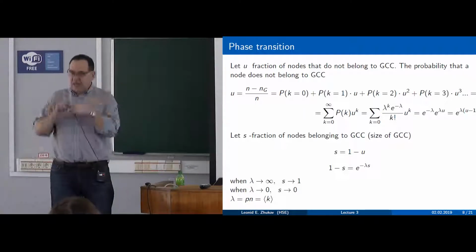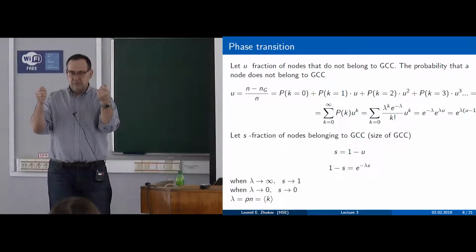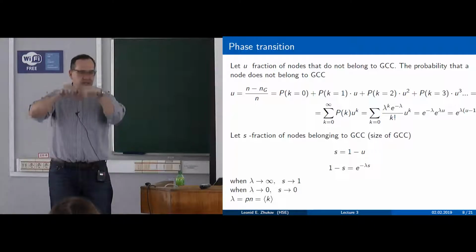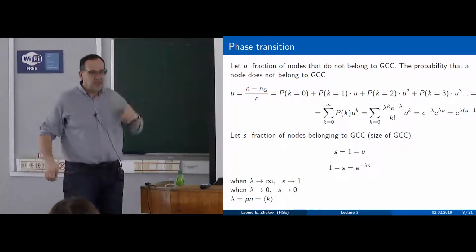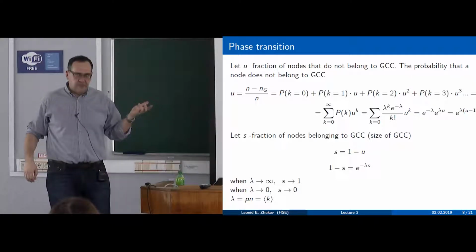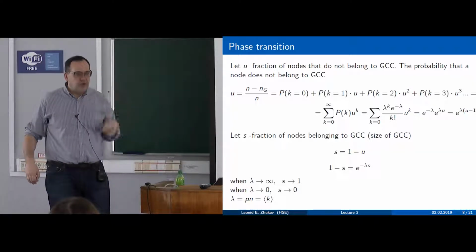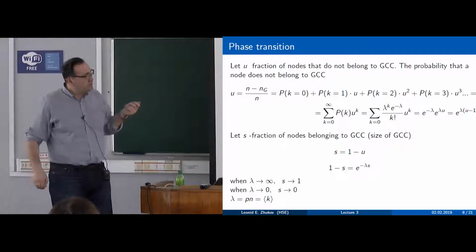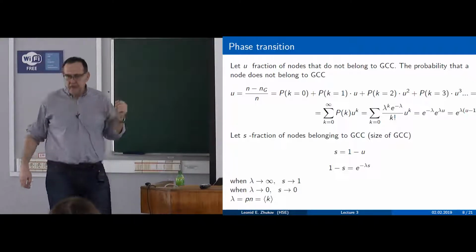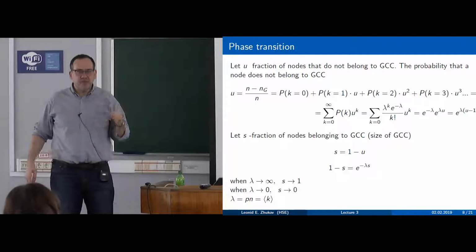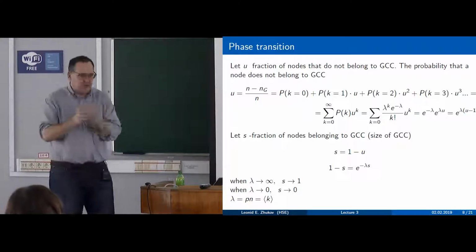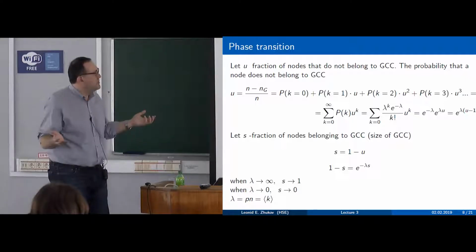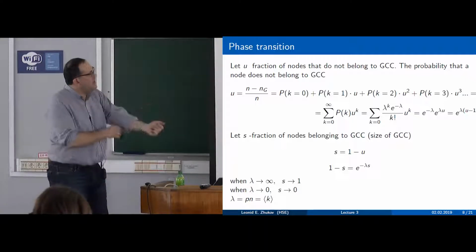Or the node can have two neighbors, but each of them is not connected to the component. That's the case where K equals 2, and the probability that a neighbor is not connected is u squared, because it's for each of them. Okay? Now, I'm putting sums here because it could be this way or this way or this way, right? So if you calculate the probabilities, you just add these things up. Well, you can just take this formula and add everything up.